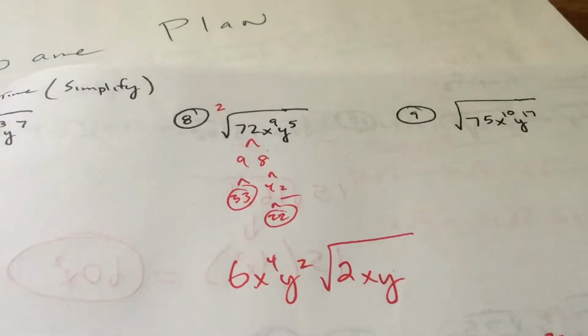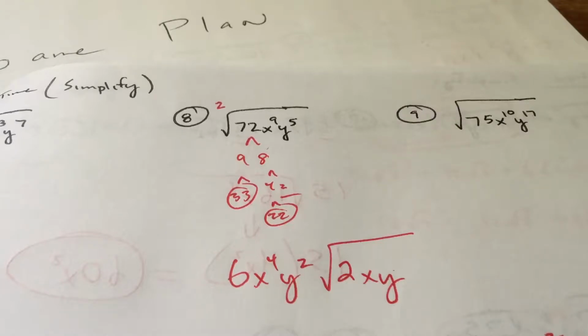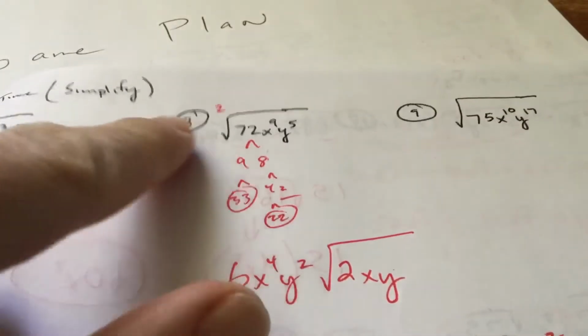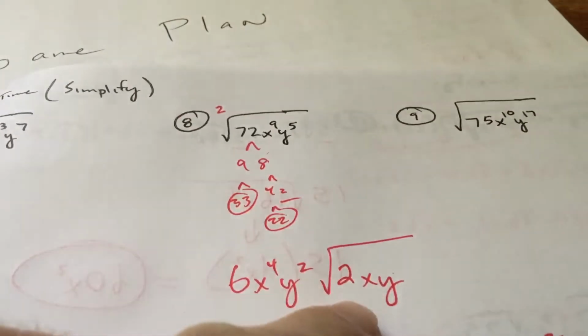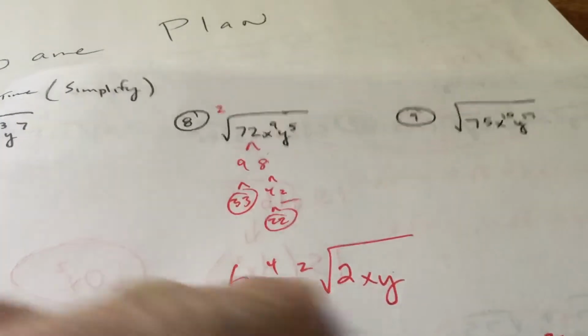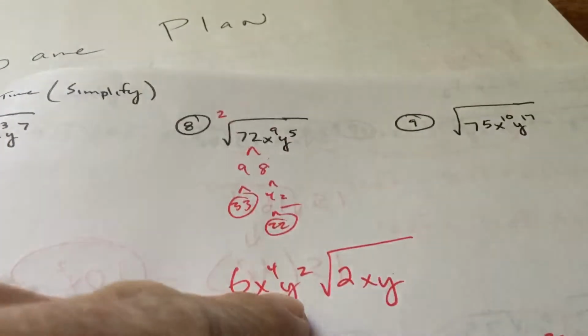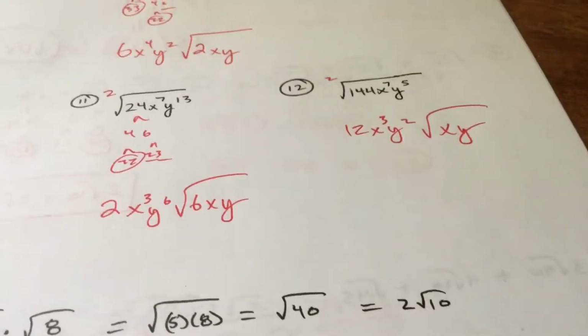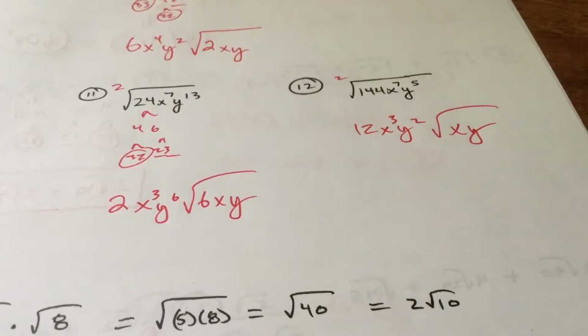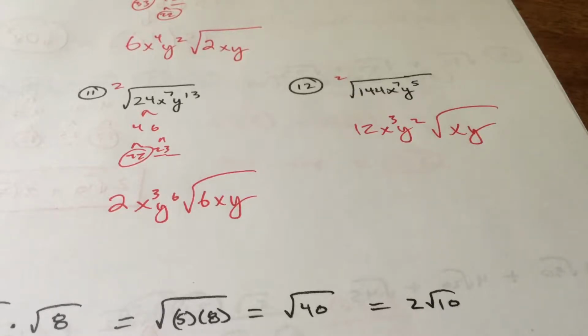Okay? Page 2. Same type of deal, you just break down 72. 72 is 3 times 3 times 2 times 2 times 2. So 3 times 2 gives you 6 on the outside. 2 remains on the inside. 2 goes into 9 4 times, 1 left over. 2 goes into 5 twice, 1 left over. All right, and there is 11 and 12. That's how you do that. Put the imaginary 2 on the outside. All right, breaks down like that.